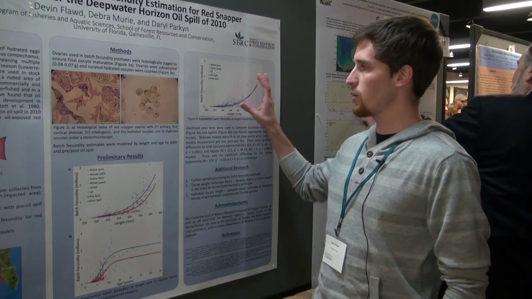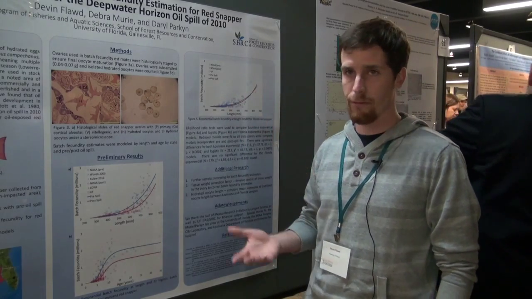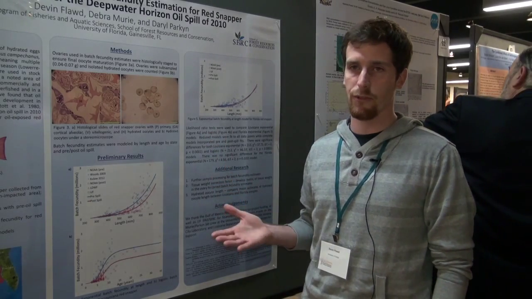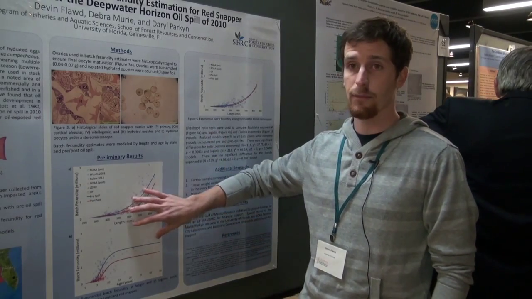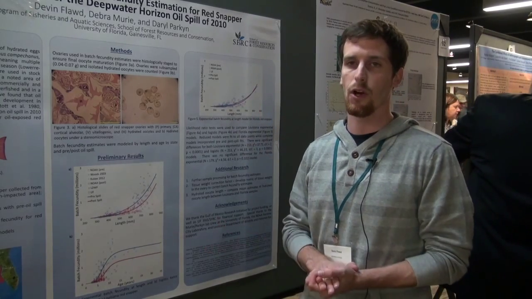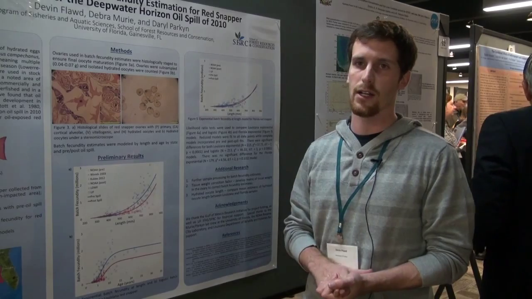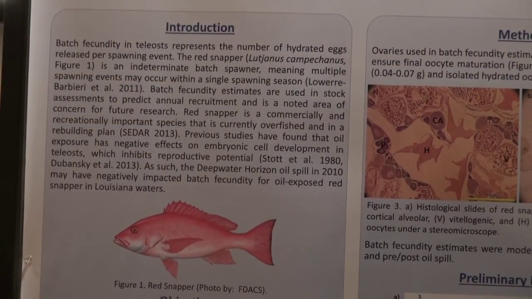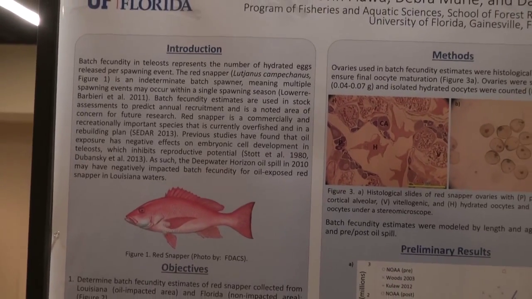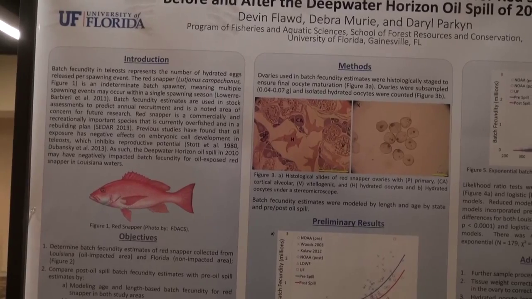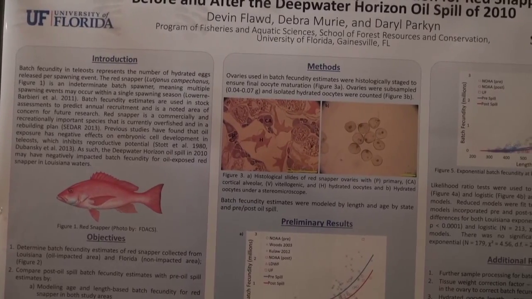Now we wanted to model Florida fish as a reference region, because even if we see changes in batch fecundity in Louisiana, if we also see changes in Florida, that might indicate a larger population-wide change that's going on. We used a combination of published papers, NOAA fisheries data, data from the Louisiana Department of Wildlife and Fisheries, and our own University of Florida collected data.